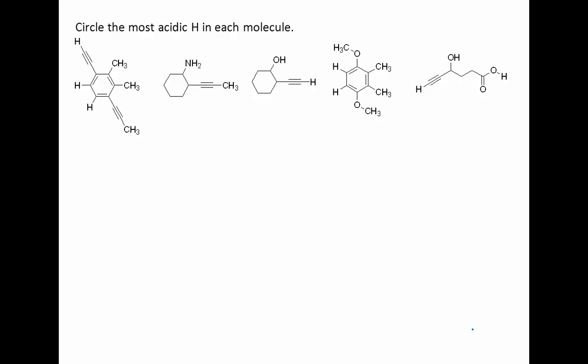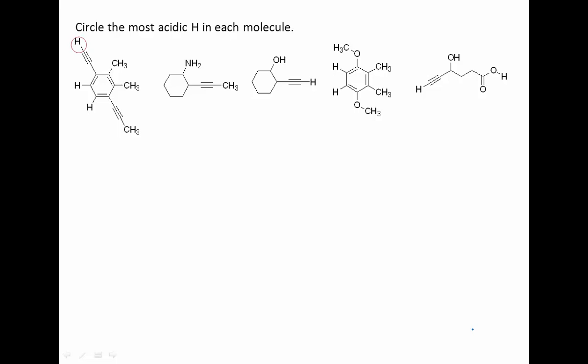So again, pause the video, do it, then start it. And the one on the left, the most acidic hydrogen, is the terminal alkyne hydrogen. All the other hydrogens are either at sp2 or sp3 carbon, and that can't compete.